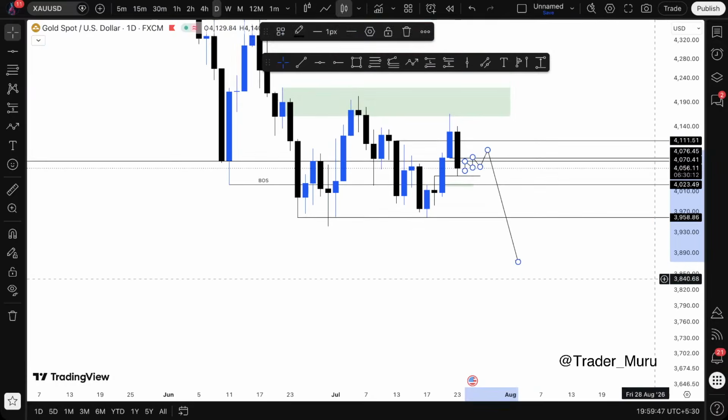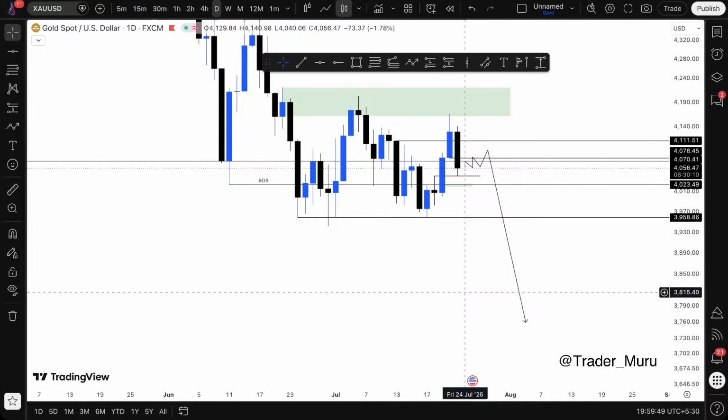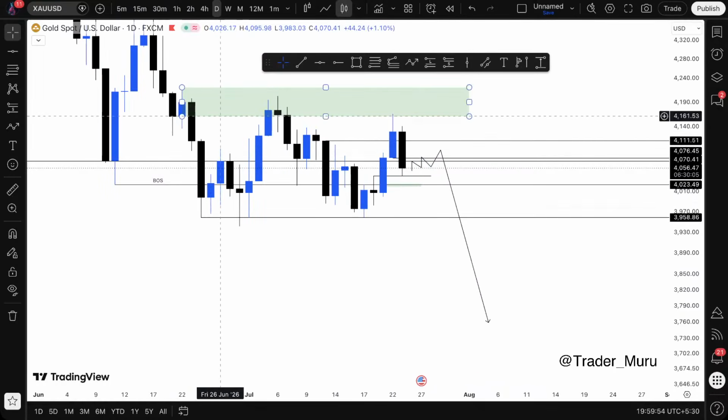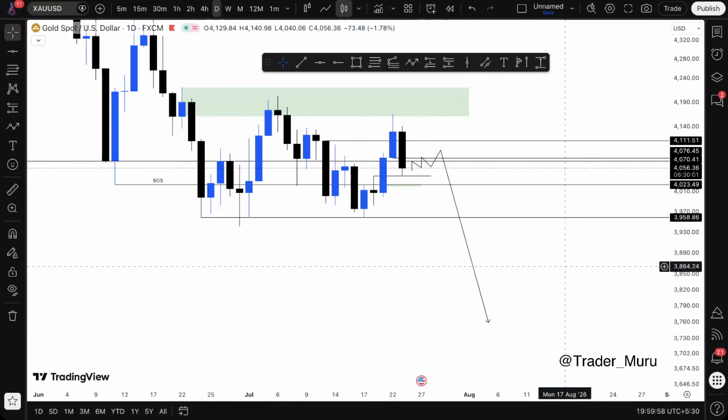price will go beyond 3800 because of all this range here. The more we range, the bigger the drop will be.